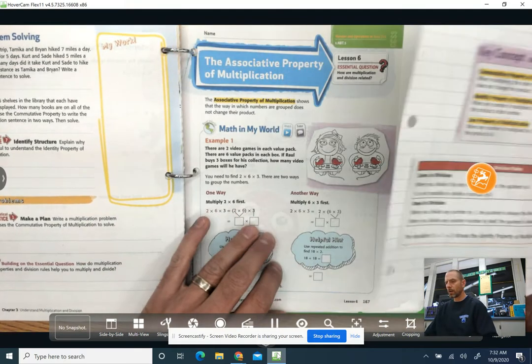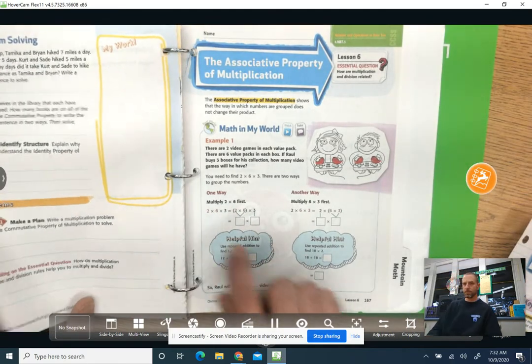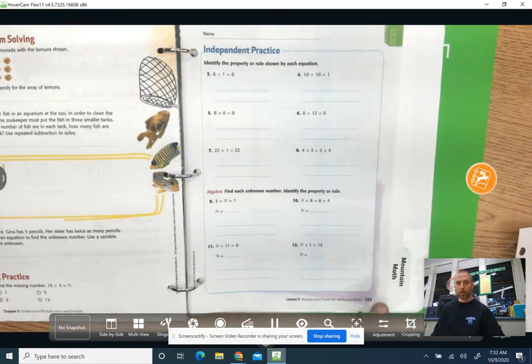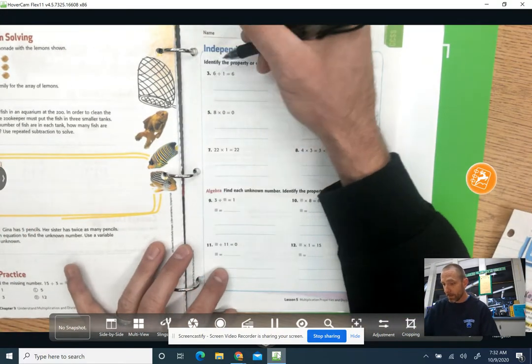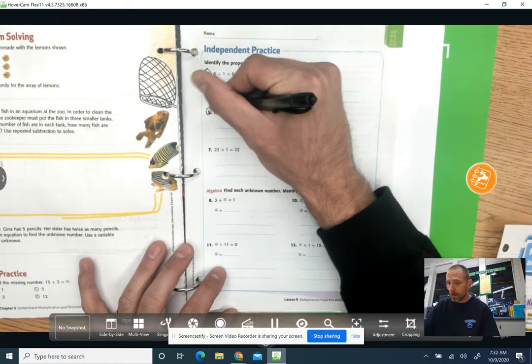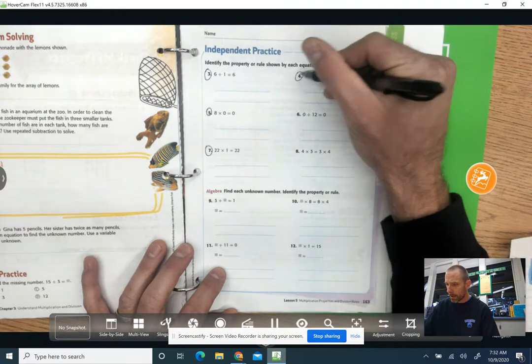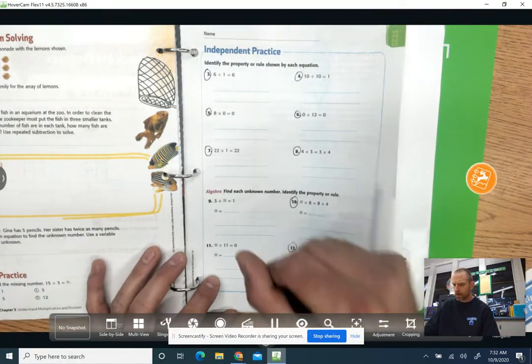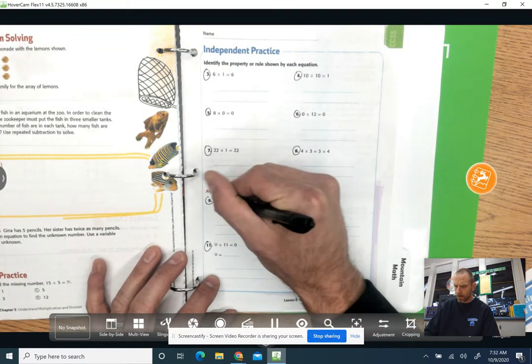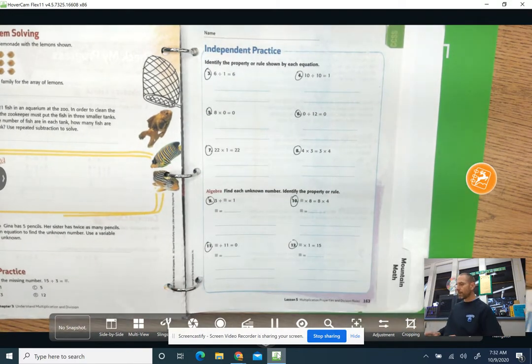So we are going to be turning to page 163. Children, I'm going to go ahead and circle all the problems that we're going to do, and we're going to do every single one of them. Okay? We are identifying the properties. Okay? And we're going to look for patterns.